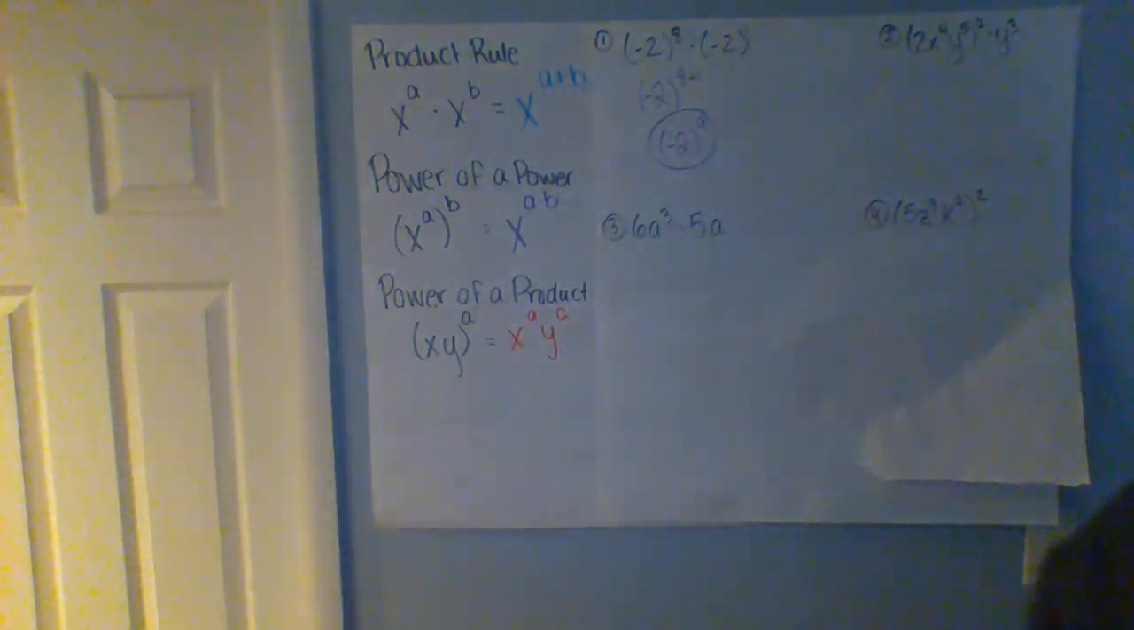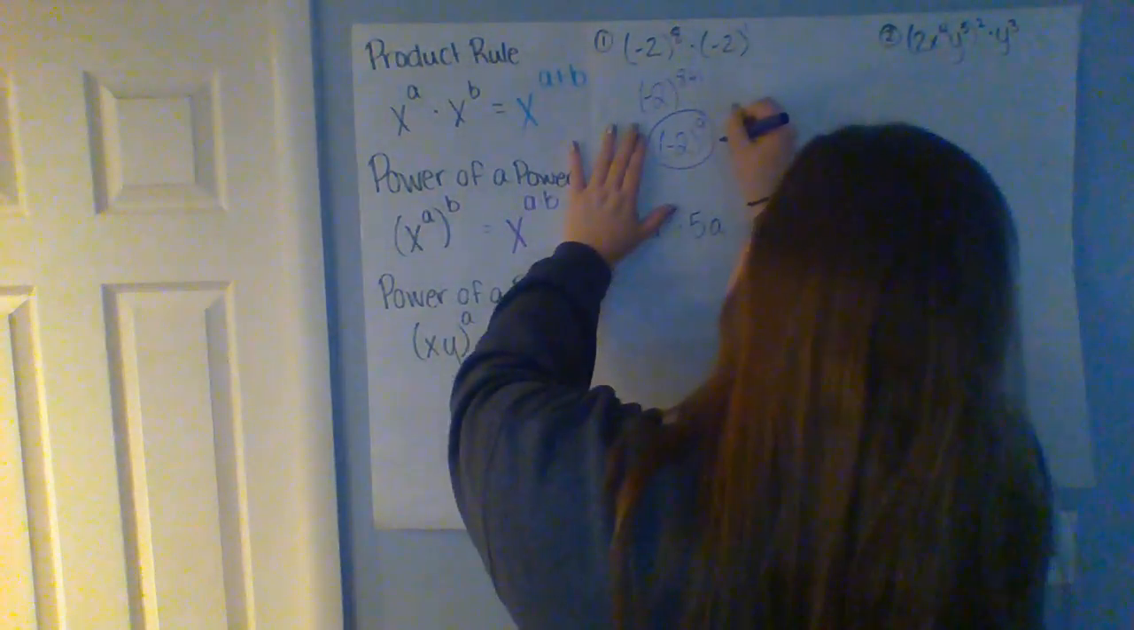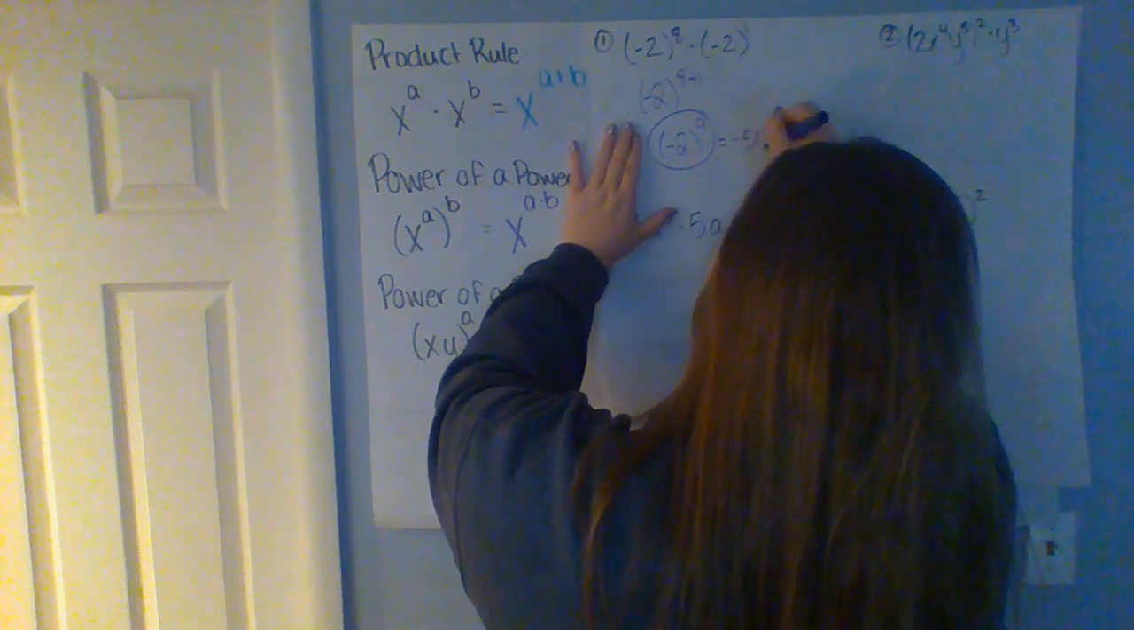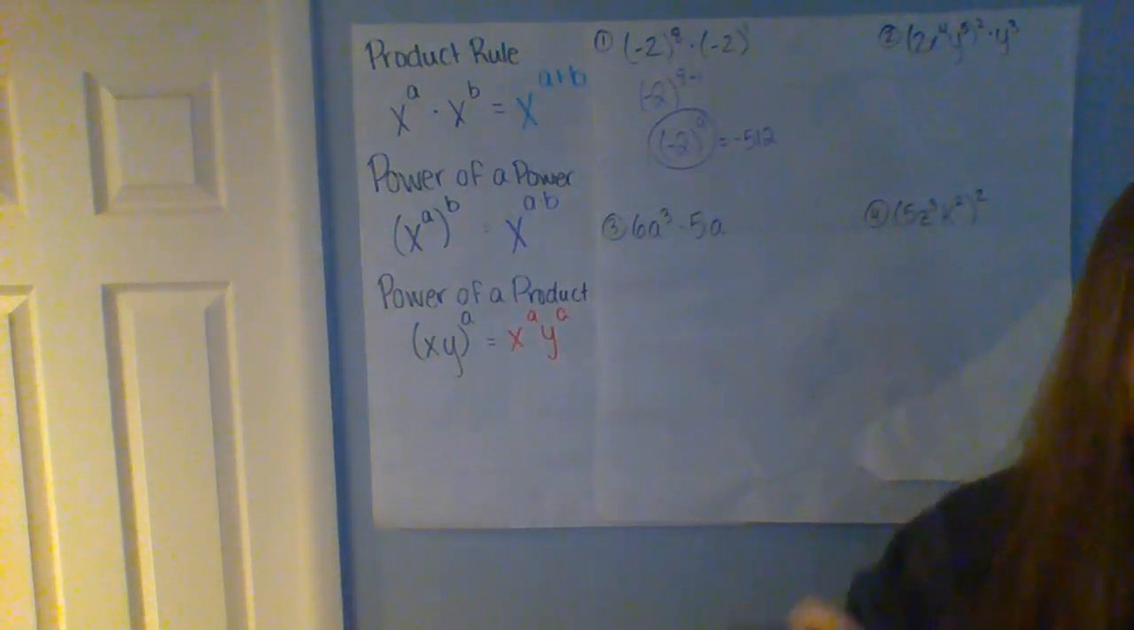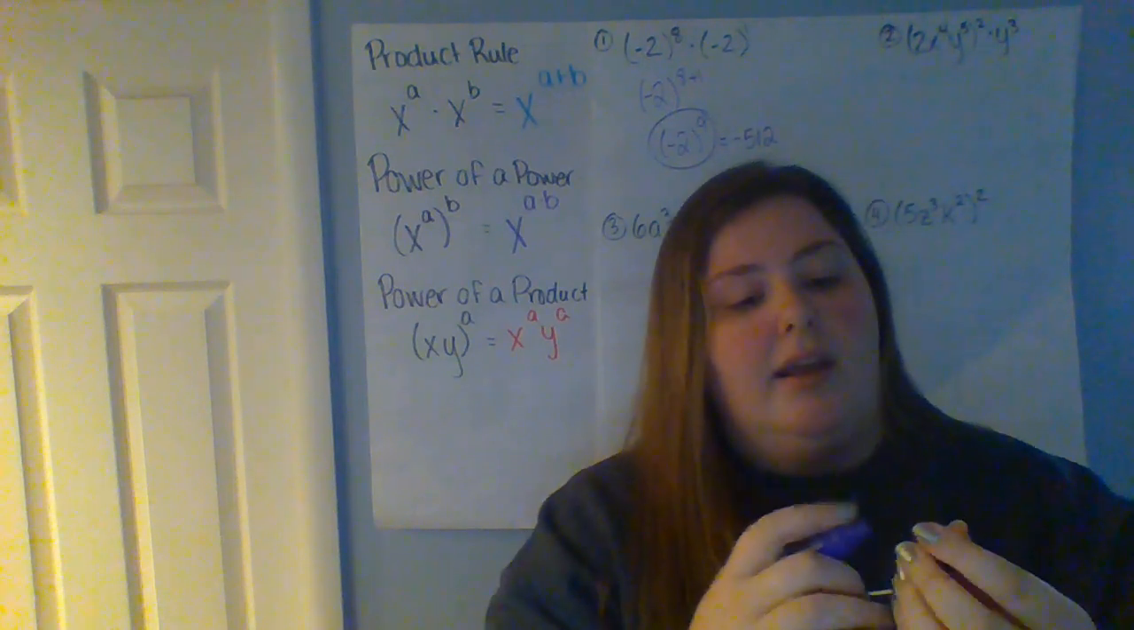Now, you could also simplify that to be -5/12, and that's totally acceptable.